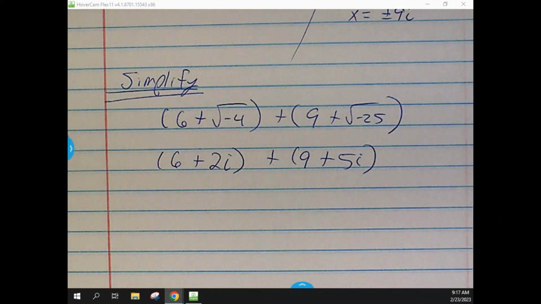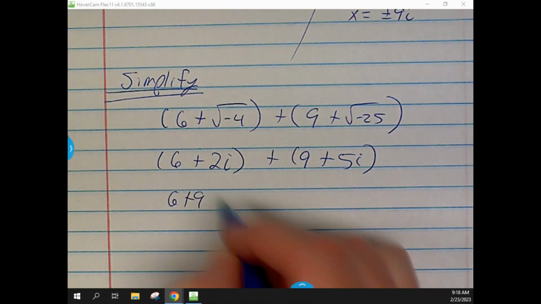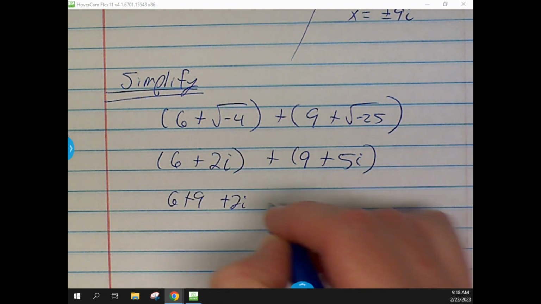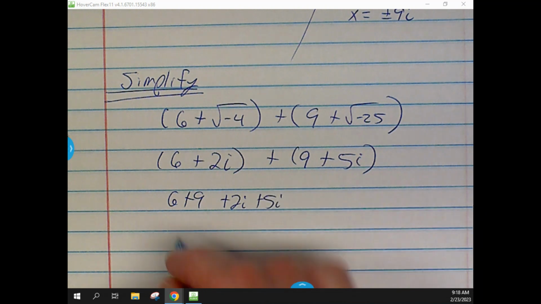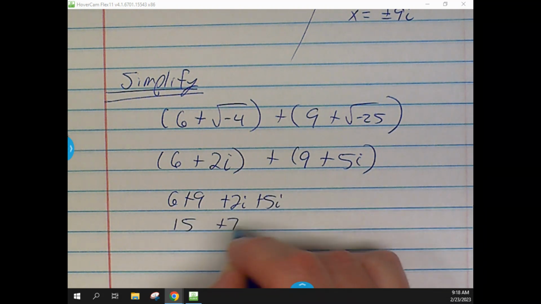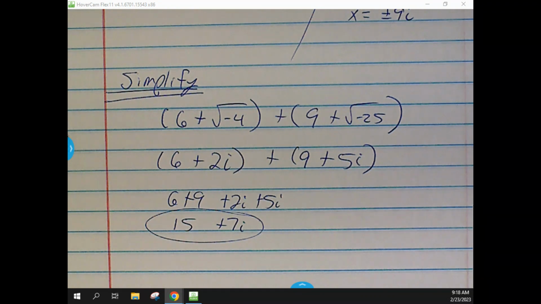So where they give you some square roots of negative numbers, just go ahead and simplify those down to whatever it is. And then from there, you can just do addition or subtraction. So then we've got 6 plus 9 for the real numbers. We've got 2i plus 5i for the imaginary numbers. So that's 15 plus 7i.